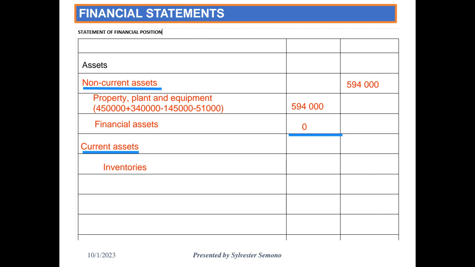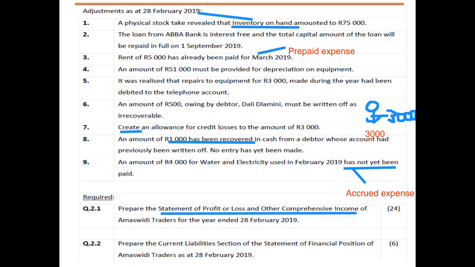We also look for the consumable stores on hand, meaning things like stationery on hand, fuel on hand, packaging material on hand. But you will see from the adjustments where they tell you about those things on hand. We call them consumable stores on hand. We need to go and check the adjustments. I think we do have inventory on hand. Can you see number one? Yes, we have inventory, 64,000. No, not 64. Which information are you looking at?